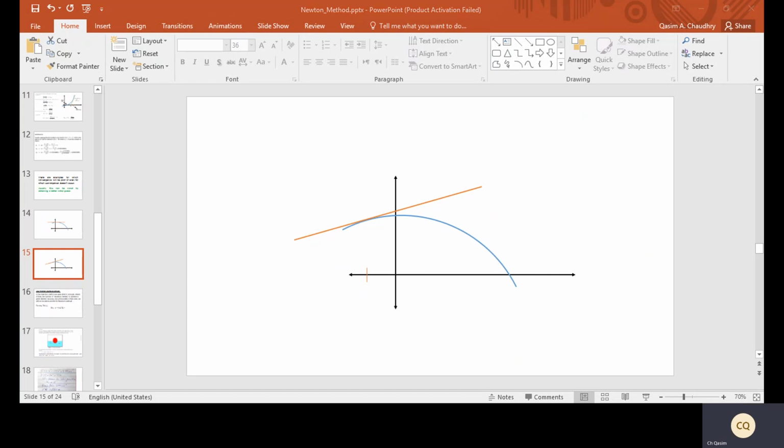So students, let's stop now so that we can discuss some questions. And now, after answering your questions, inshallah, we will talk about the error of this Newton method, and also we will discuss, inshallah, an example. So let's stop now.